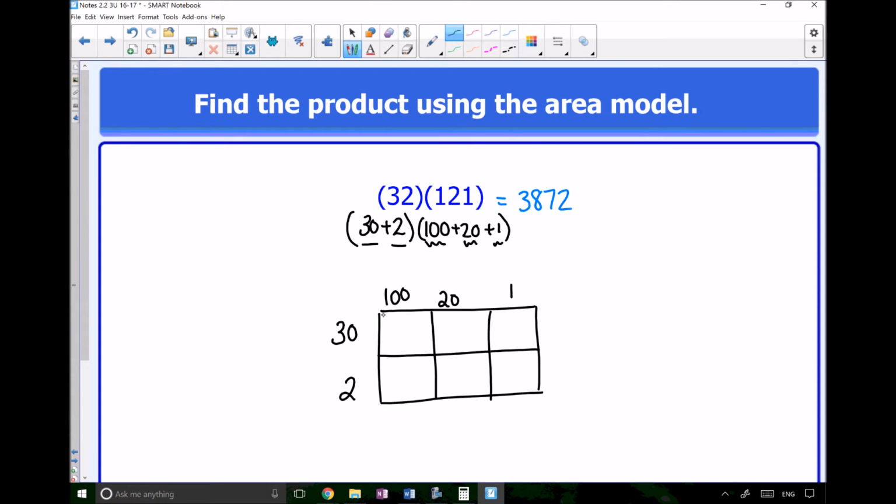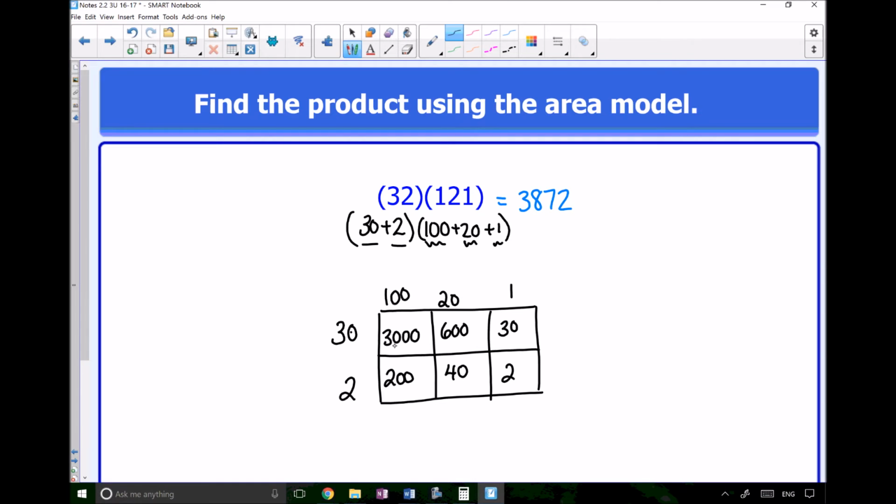And now what ends up happening is I have right here in this first box a 30 by 100 size box. And to find area, I just multiply my length by my width. So 30 times 100 gives me 3,000. Okay? Now this is 30 by 20, so when I multiply 30 by 20, I get 600. This box here has one side that is 30, the other side is 1, so when I multiply 30 by 1, this box here has an area of 30. This is 2 by 100, so 2 times 100 is 200. This is 2 by 20, so 2 times 20 is 40. And then this right here is 2 by 1, so 2 times 1 is 2.